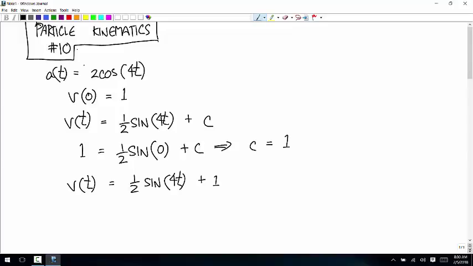There's, at what time does the object change directions? So to see when it changes directions, you have to find when the velocity is equal to 0. That would never happen in this case.